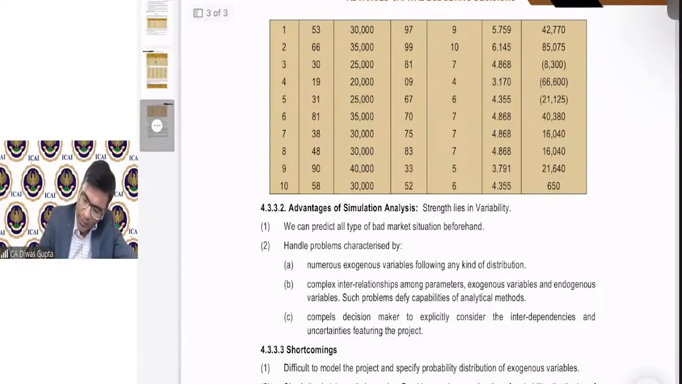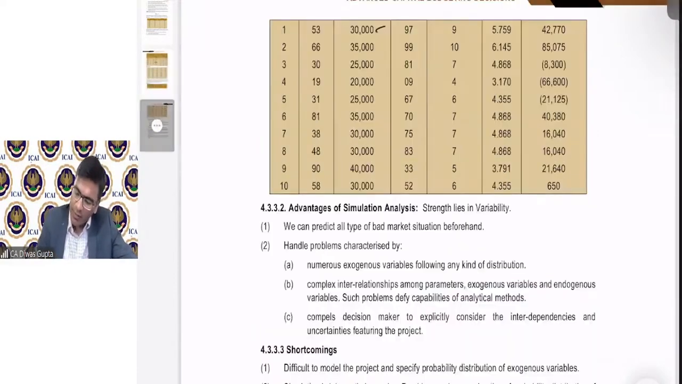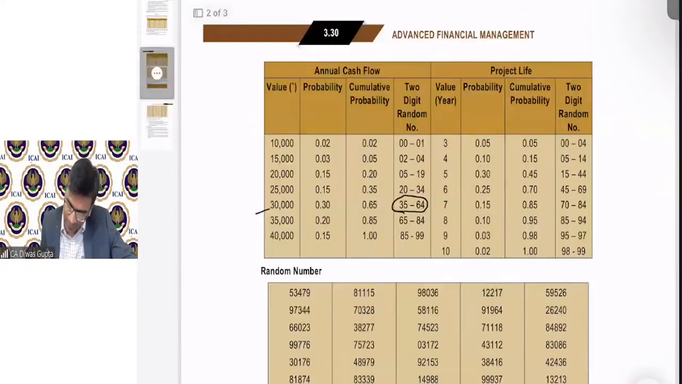Okay, you see 30,000. Then let's go to the year now. The next random number is 97. Let's go to the random number table. See 97. If you put that 97, it will be here in the time period. And hence the life will be 9 years.